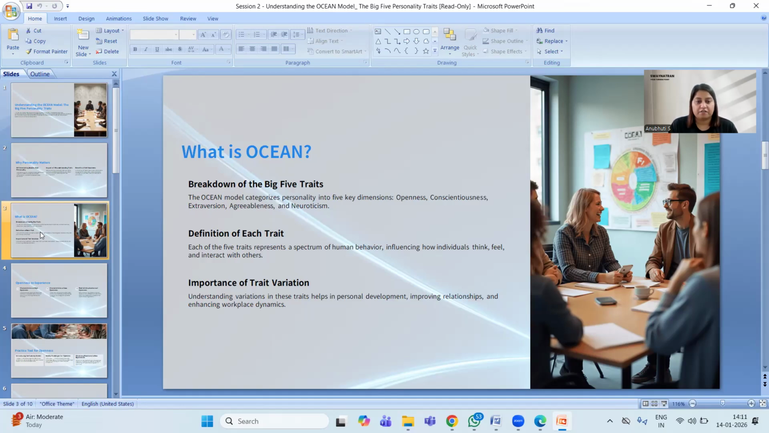Definition of each trait. Openness, conscientiousness, extraversion, agreeableness, and neuroticism have a balance or comparative study to each other. Each represents a spectrum of human behavior, influencing how individuals think, feel, and interact with the other person. The importance of these trait variations is to understand personal development, to improve relationships based on the context and time, and to enhance workplace dynamics.